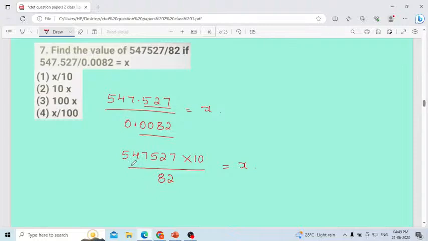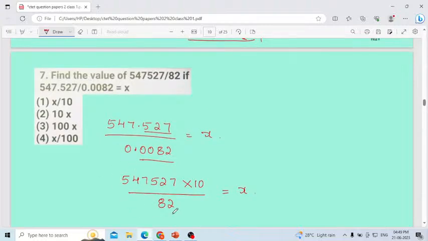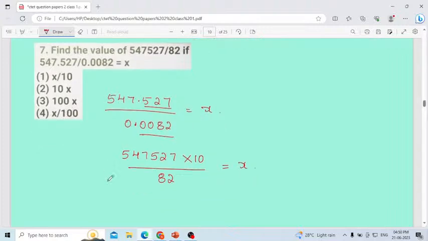Before solving this one, no need to solve it, I don't want the values. Here they have given the answer in terms of 10x. When you are solving questions like this, no need to solve all the values they have given. First you have to check what options they have given, how they express the answers. Here you have to express this value in terms of 10 into x, whether it is 100 into x, otherwise x by 100. I don't want the exact value of this one.